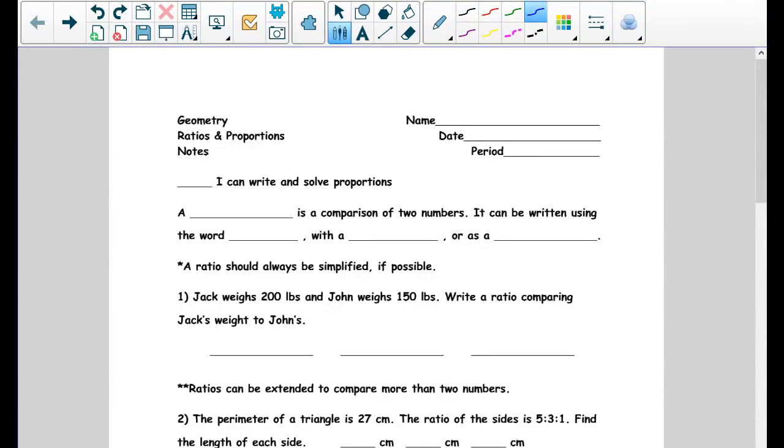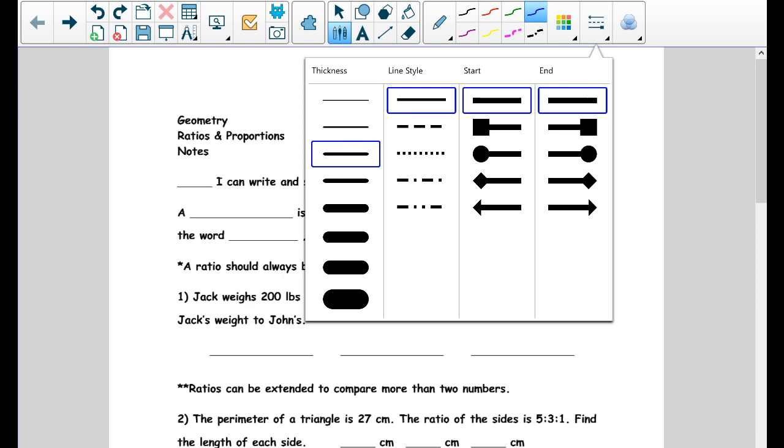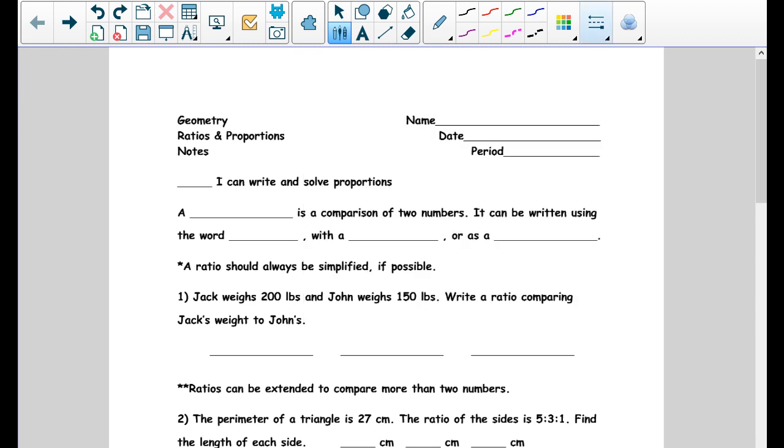Alright, so we're going to take a look at ratios and proportions. So, a ratio is just a comparison of two numbers. Okay? A lot of times you'll see ratios for students to teachers. But these ratios are for a lot of different things. Okay? But you're just comparing two different things.